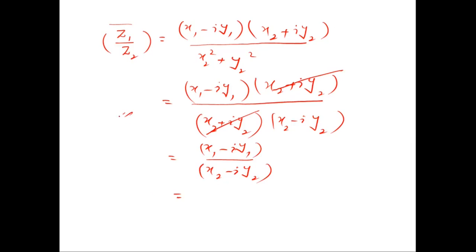So z1 dividing it by z2 whole conjugate will be equal to, this is actually the conjugate of z1 and this is actually the conjugate of z2. In this way we can prove this theorem, very important. So you have to learn many times. You have to study so many times.